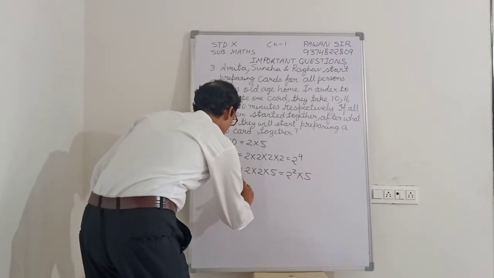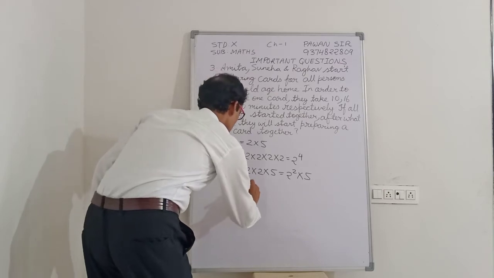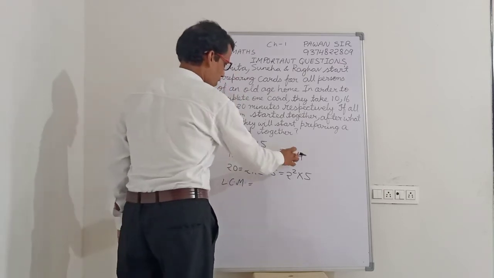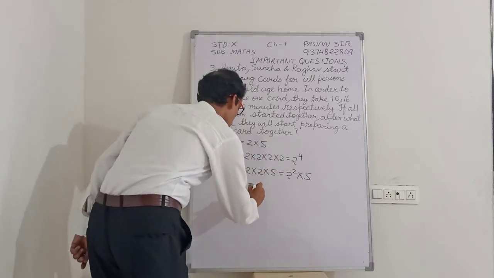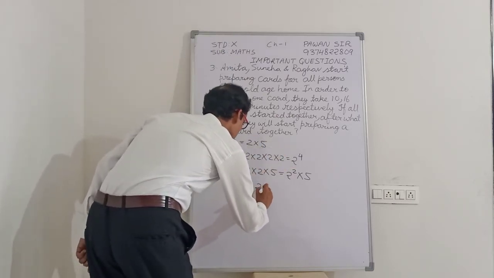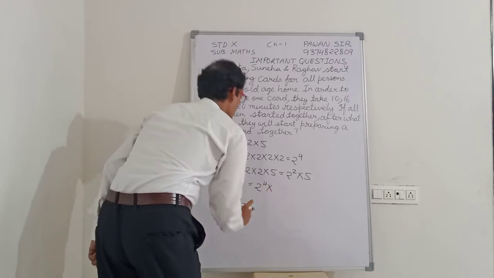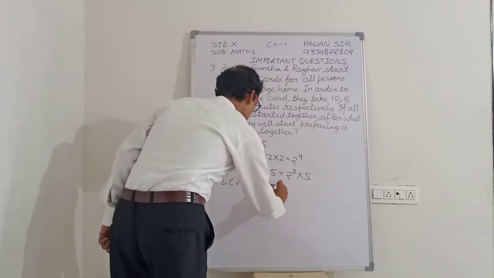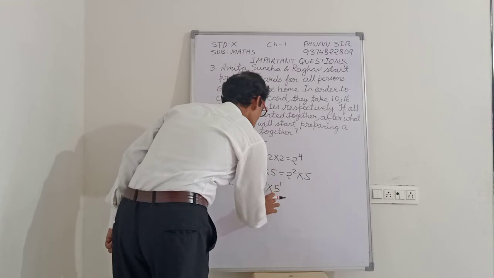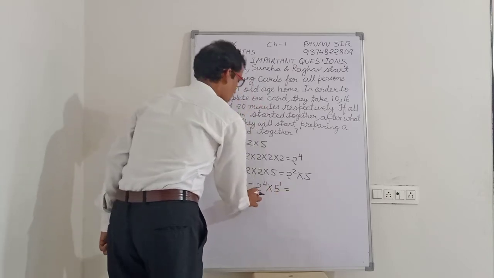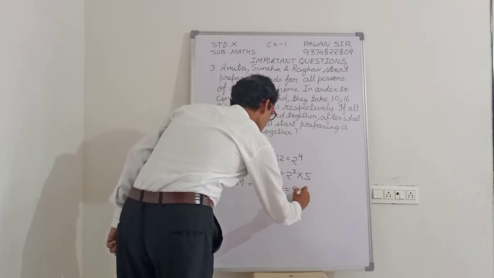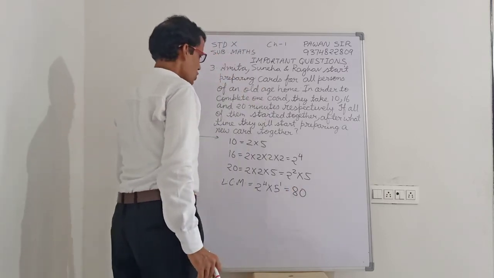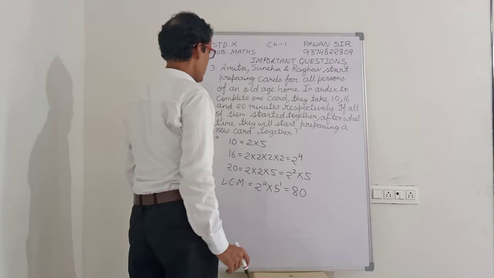So what is the LCM of these three? First see what is the highest power of 2 in these three. The highest power of 2 is 4. And what is the highest power of 5? It is 1. So multiply this. 2 2s are 4, 2 4s are 8, 2 8s are 16. 16 5s are 80. So we get LCM equal to 80.